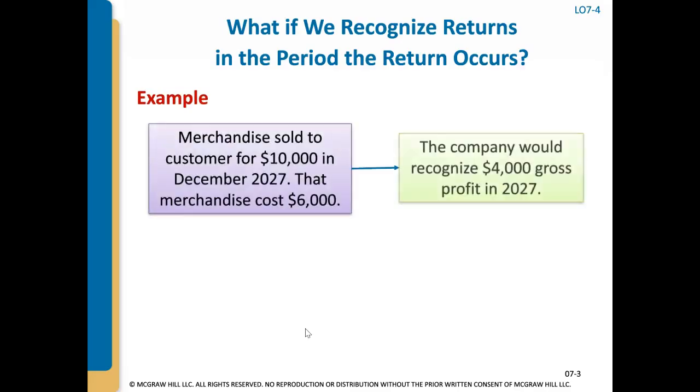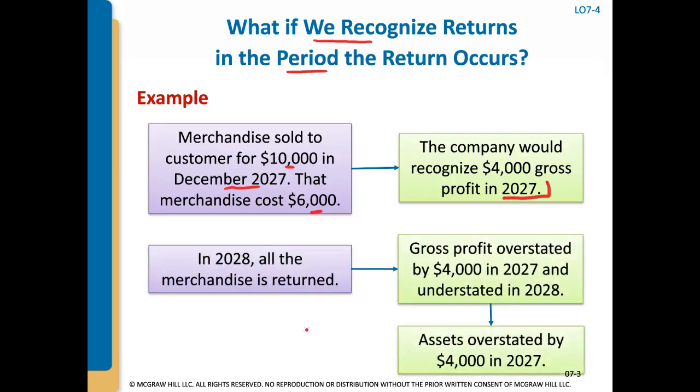So the question is, when do we recognize these returns? Do we recognize the returns when they actually occur, or do we have to accrue for them at the end of the period? Let's take a quick example. Let's say I sold merchandise to a customer for $10,000 in December of 2027, and that merchandise cost me $6,000. So I would recognize a $4,000 gross profit in 2027.